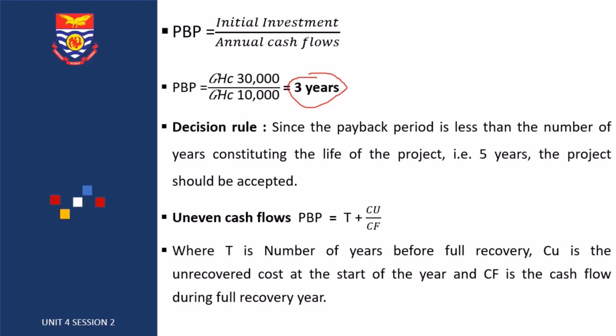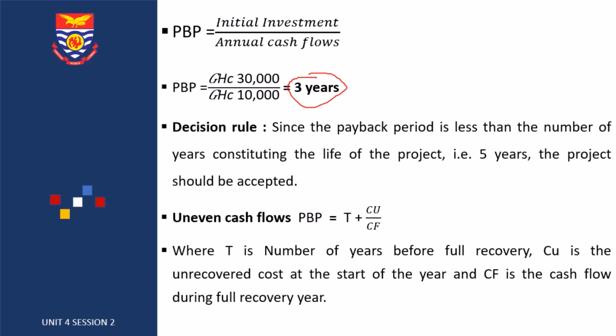So what is the decision rule for payback period? In case you are to select a project out of a list of projects, what decision criterion are you going to base on to accept or reject? Since the payback period is less than the number of years constituting the life of the project, it should be accepted. So we always prefer the shorter payback period. If project 1 will take you 5 years to recover your initial amount and project 2 has a payback period of 3 years, we will prefer project 2 because it has a shorter payback period.